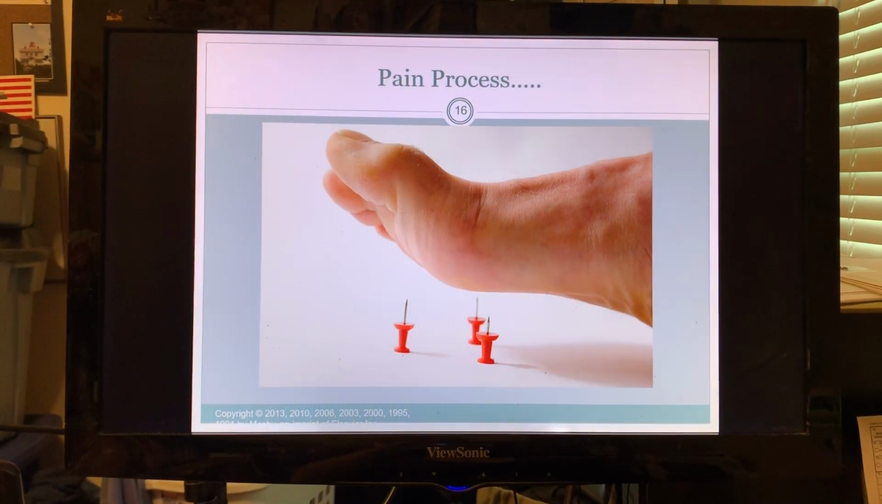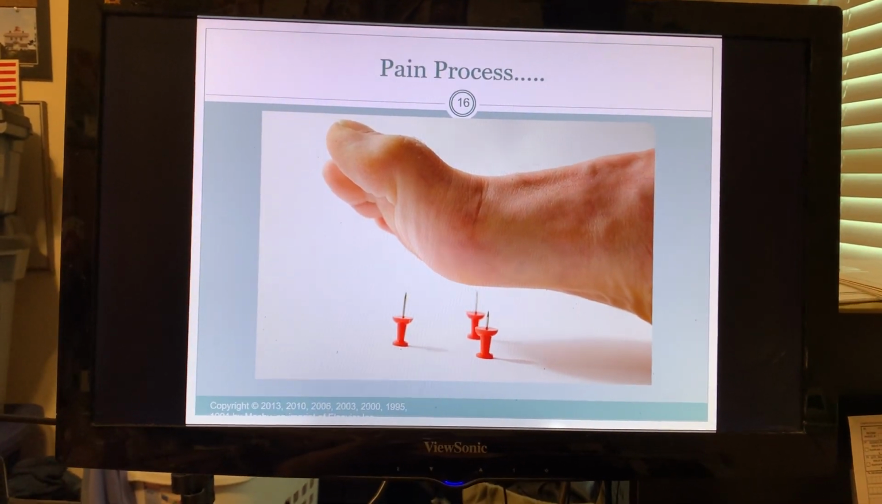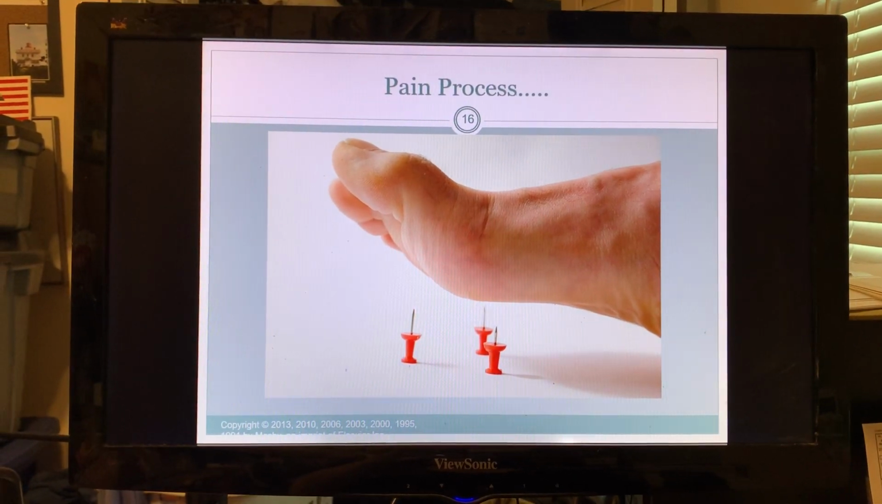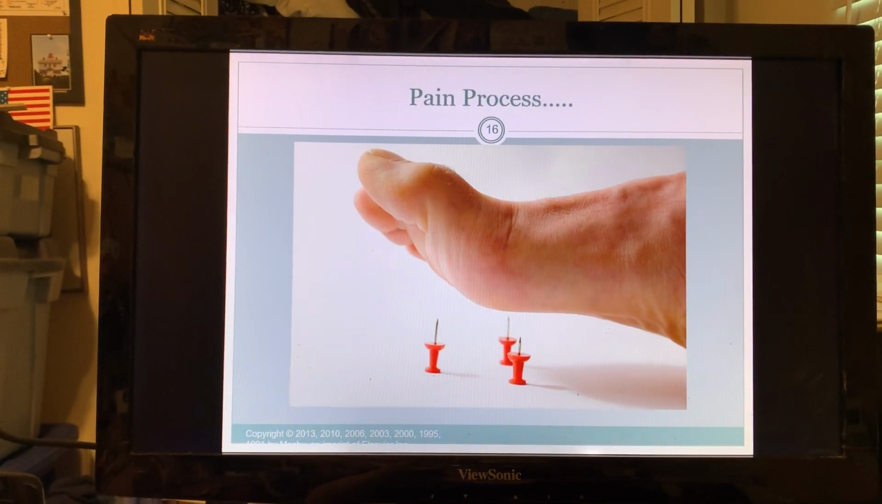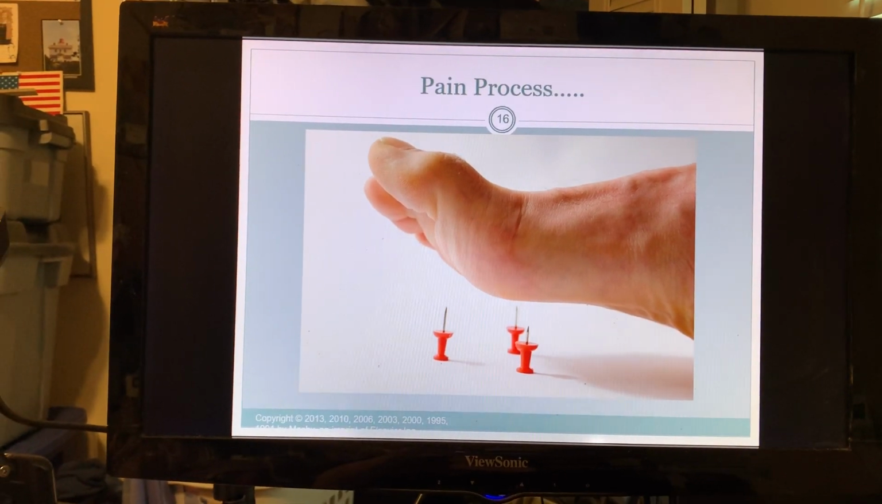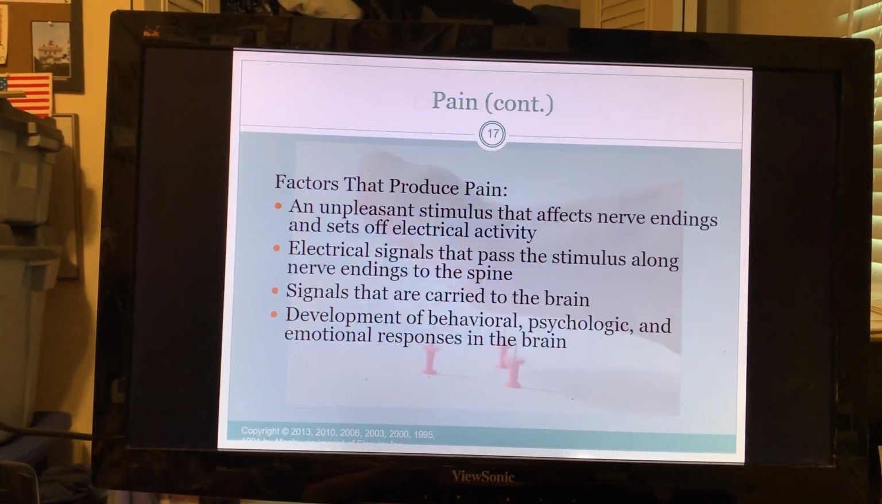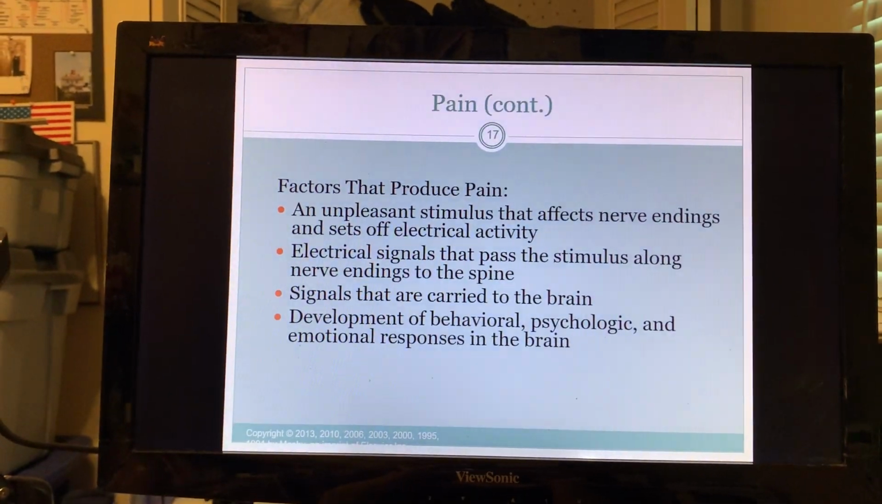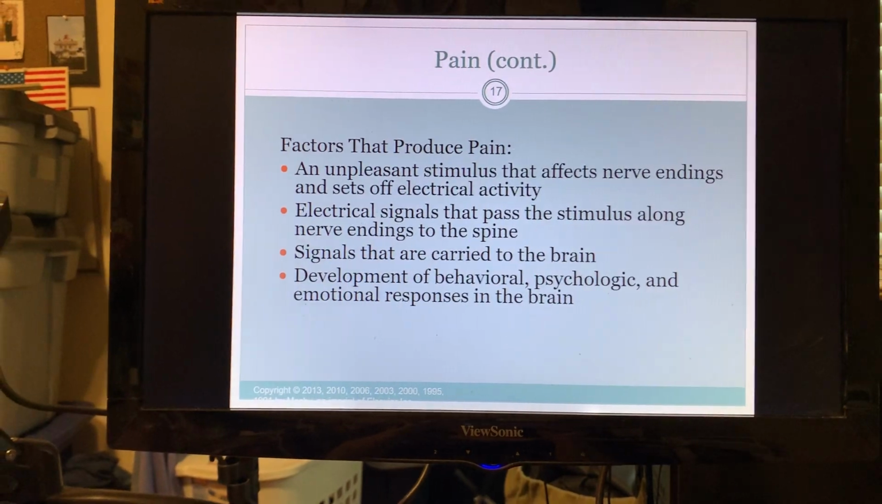Now, what is the process for pain? You can see that this person in this picture is about to be in a world of hurt in just a second. And so what is the actual process by which we experience pain and then perceive it in our brains, our pain centers?